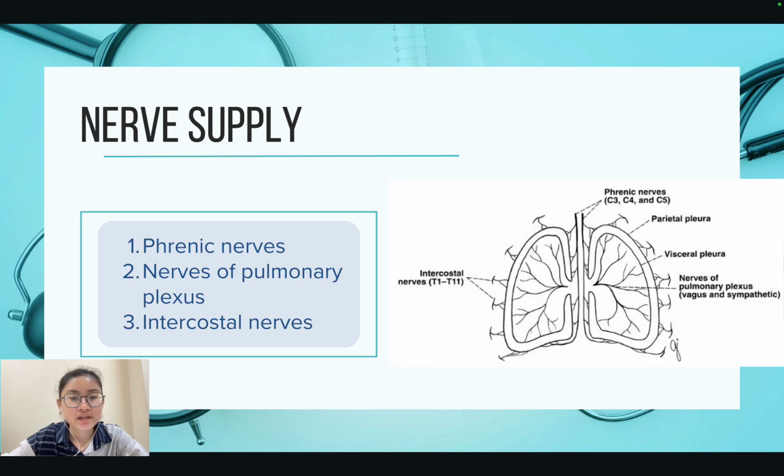The phrenic nerve mainly innervates the fibrous pericardium, portions of visceral pleura, and diaphragm. The nerves of the pulmonary plexus consist of branches of the vagus nerve and sympathetic fibers. The plexus branches around the pulmonary vasculature and bronchi. Parasympathetic innervation of the pulmonary plexus causes constriction of bronchi, dilation of pulmonary vessels, and increased secretion. Sympathetic innervation causes dilation of bronchi and constriction of pulmonary vessels.